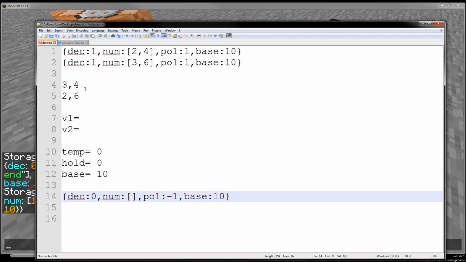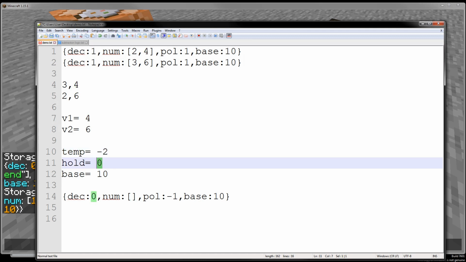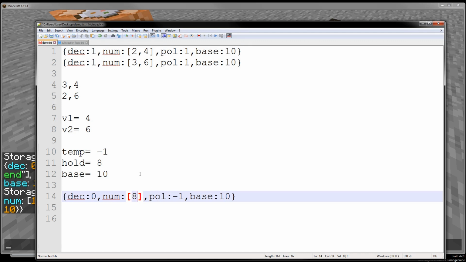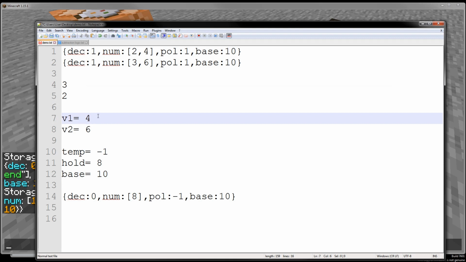So what I do here is I take 4 and 6, I add 4 to my temp value, and then subtract 6, leaving me with -2. I shift that over to my hold value, then I add the base, leaving me with 8, and then carry the -1 into the temp value, and then I append or prepend 8 onto my output list. And then what I do is I remove those two numbers, leaving me with 3 and 2.